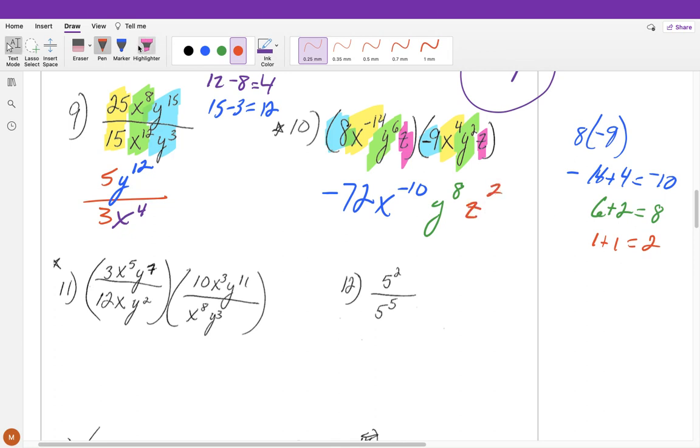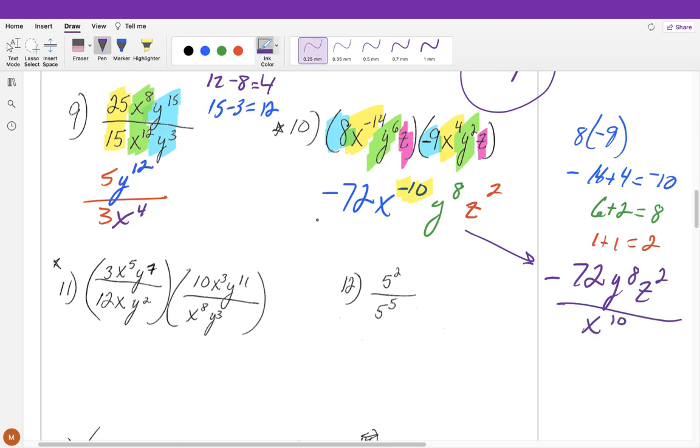We're not done yet, though, because we can't leave a negative exponent. So that means I need to get rid of that negative 10. And since x was in my numerator, I need to write it in my denominator. So it's negative 72, y to the 8th, z squared, all over top of x to the 10th power.